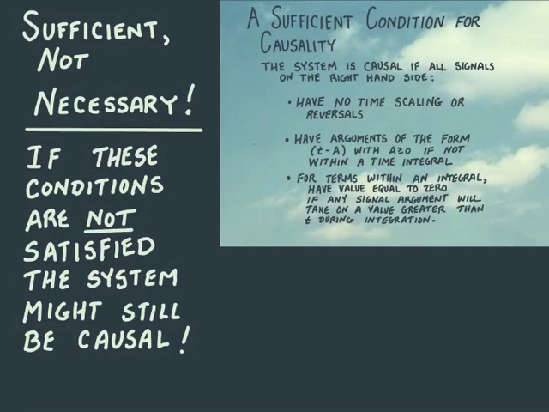As I stated before, and as example number 5 showed, the conditions I gave you for causality of systems are sufficient conditions, not necessary conditions. That is, if these conditions are not satisfied, the system still might be causal.